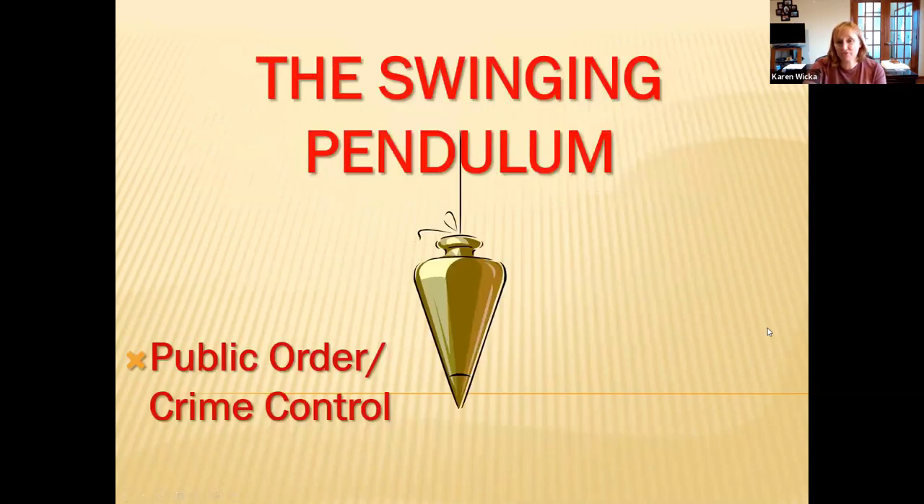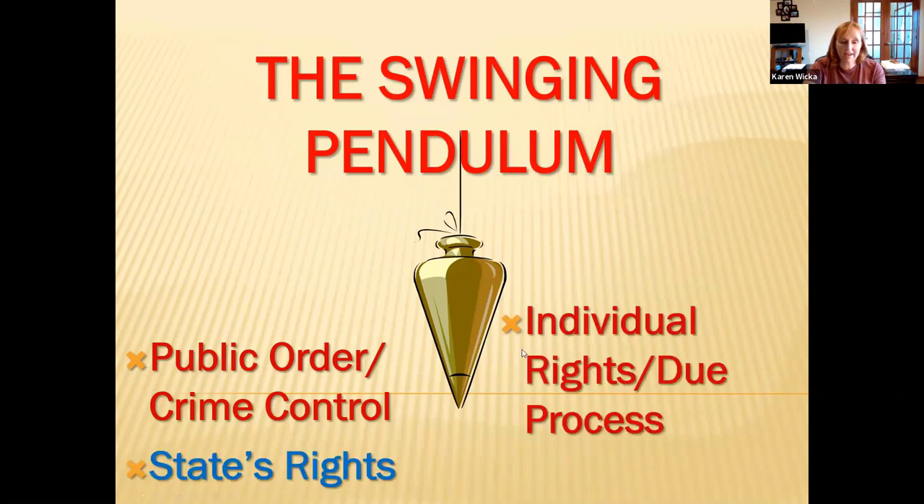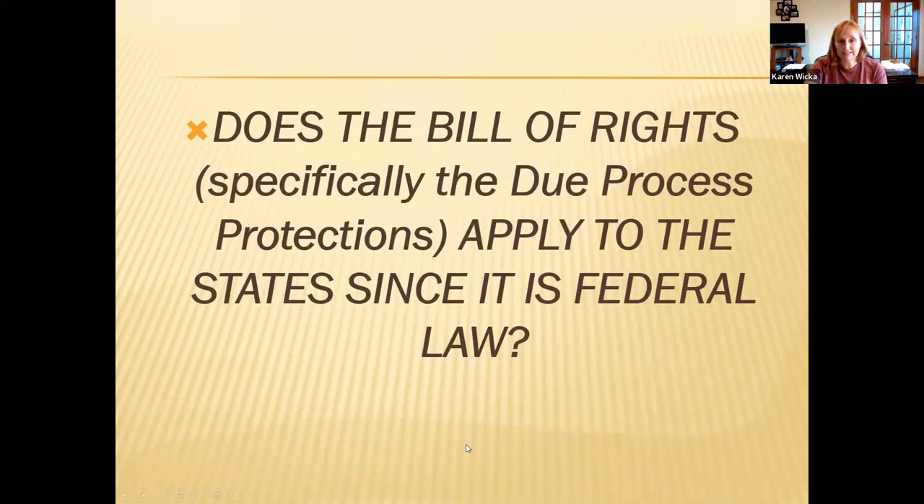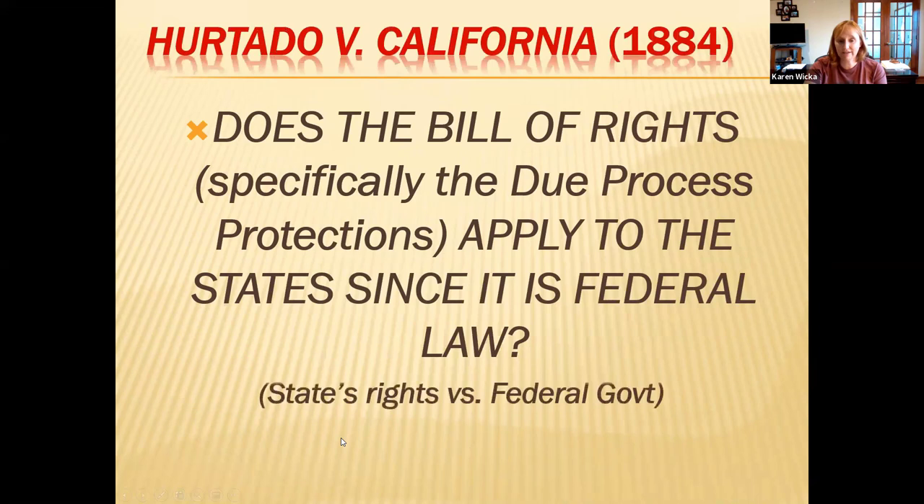Now, it has changed over time how we view this. So originally, we had public order crime control. So states got to decide that depending on how much they want to stop crime. They didn't have to give as much procedural protections. And then we have total incorporation that is focused on individual rights, due process all the time, and they're more involved with federal rights. Now, does the Bill of Rights specifically say that the due process protections apply to states? No, it doesn't say that, right?